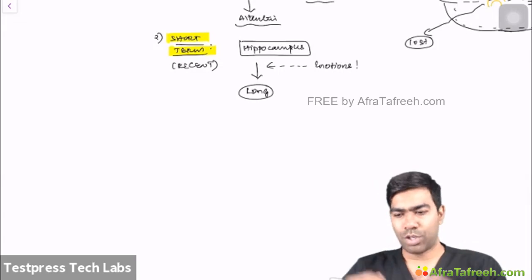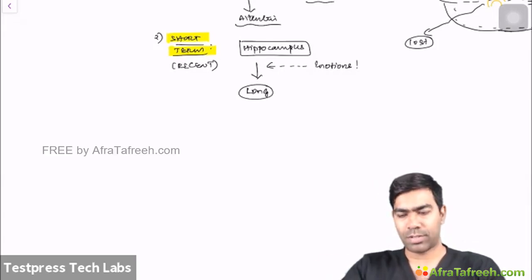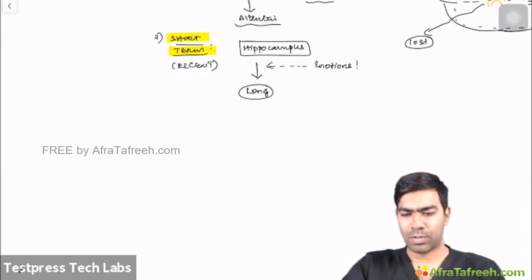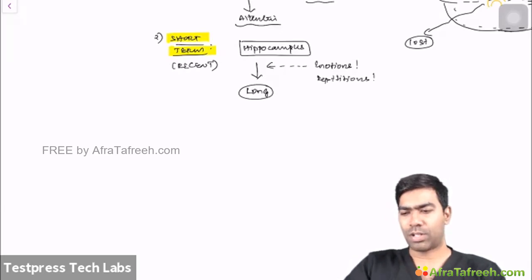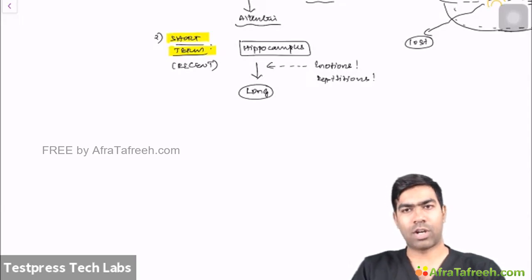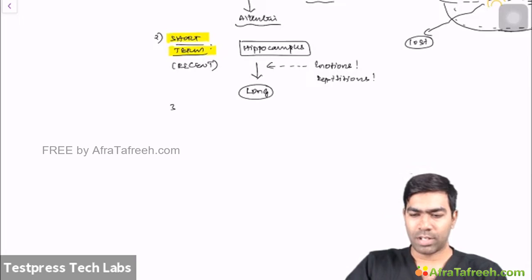So one way to push into long-term memory is probably emotions. And the second way to push into long-term memory is probably you think about doing the same thing again and again. Repetition is one way where you can push the long-term memory again and again, and the context of how it is learned. So many things are there where you can push into long-term memory. So which means we are talking about long-term memory.